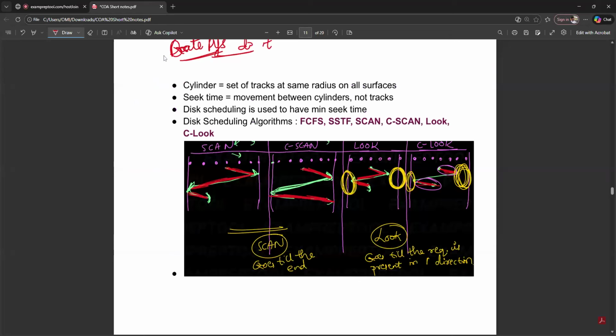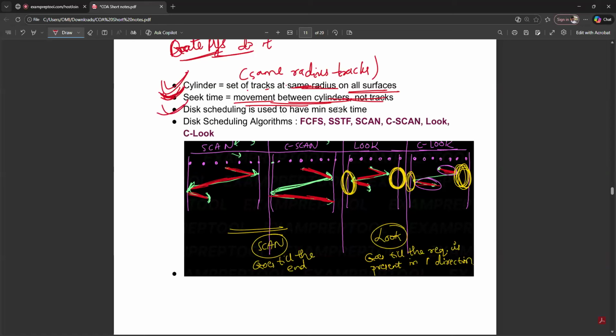Okay. Now next point. Cylinder equals the set of tracks at the same radius on all the surfaces, right? So I told you, same radius tracks. What is the seek time? That is also I told: movement between the cylinders, not tracks, right? So movement between the cylinders.